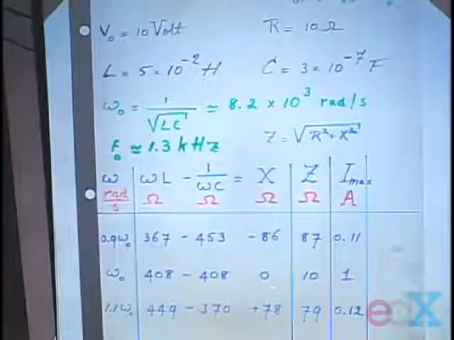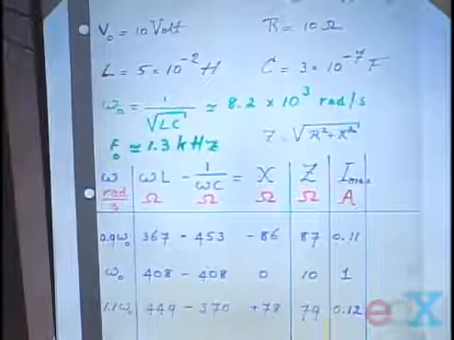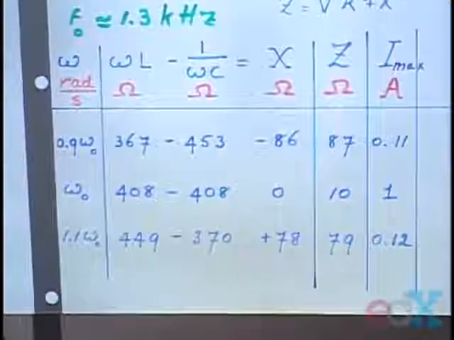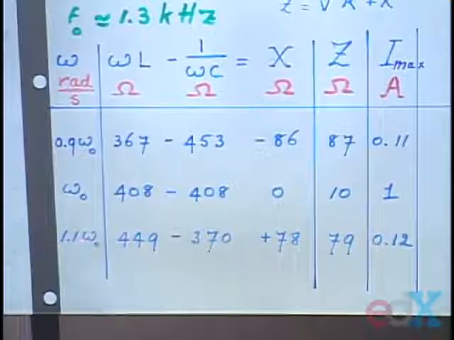And now the system is driven at resonance, and notice that it's exactly characteristic for resonance that omega L and 1 over omega C have the same value. They are not there anymore, they're gone. And so X becomes 0, so the impedance becomes 10 ohms, which is the resistance, and so the maximum current is now V0 divided by R, which is 1 ampere. And when you're 10% over resonance, then the self-inductor becomes more powerful than the capacitor, and again, your current is substantially down. In this case, 8 times lower than at resonance.